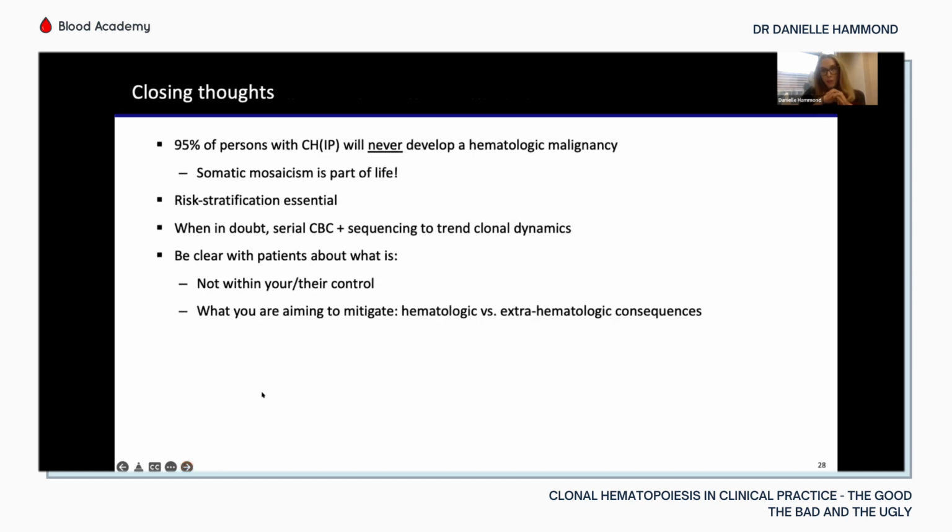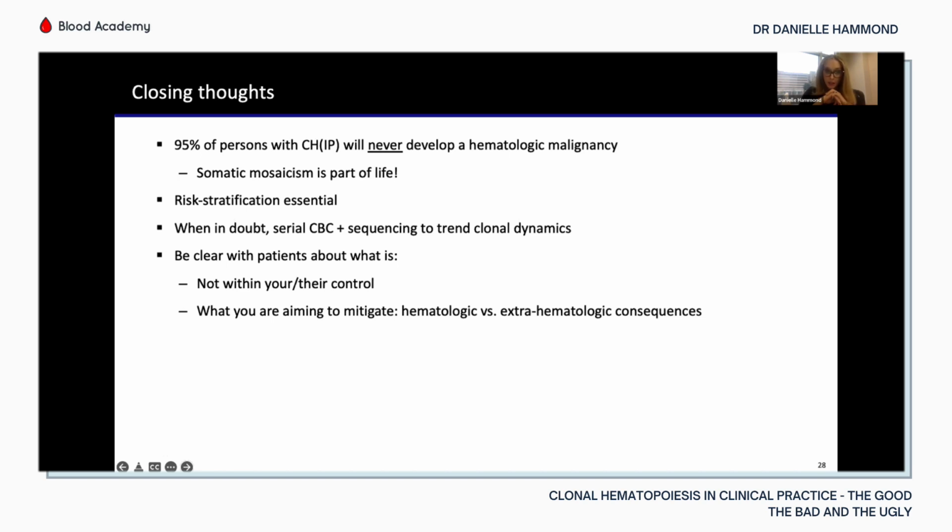So some closing thoughts to take away to the clinical space: one, the vast majority of patients you see with clonal hematopoiesis will never develop a hematologic malignancy. So I think it's very important to communicate that to patients to avoid unnecessary anxiety and resource over-utilization, because somatic mosaicism is a part of life and is found in every tissue, although there are some unique aspects about that being found in the hematopoietic tissue.